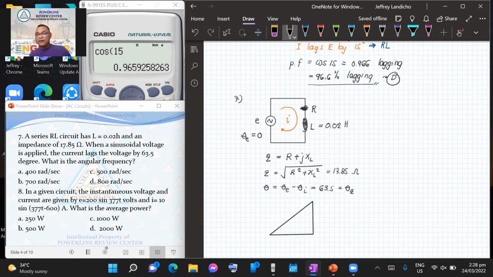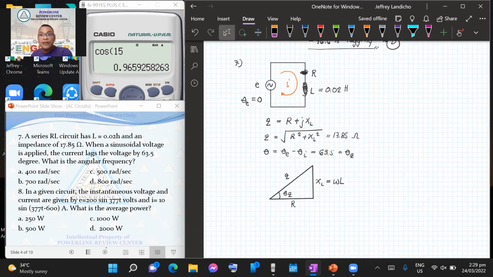Okay? So, let's say that would be our impedance triangle. Meron na tayong value rito. This is the angle of your impedance. This should be our X of L. This is the resistance. And this is the magnitude of your impedance by Pythagorean theorem. So, saan natin makakita yung ating omega? Alam natin, inductive reactance, it is always equal to omega L.